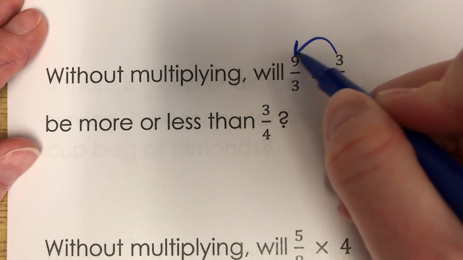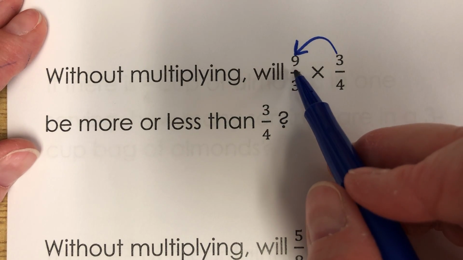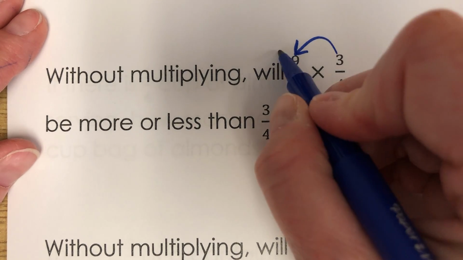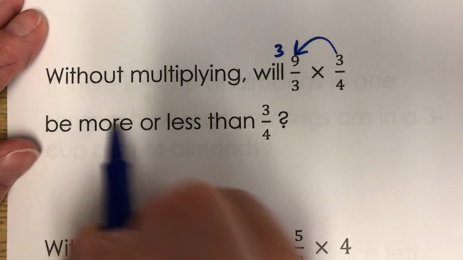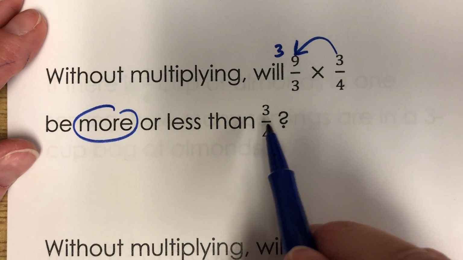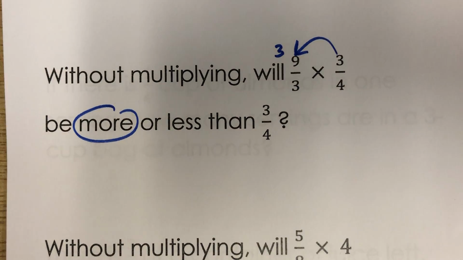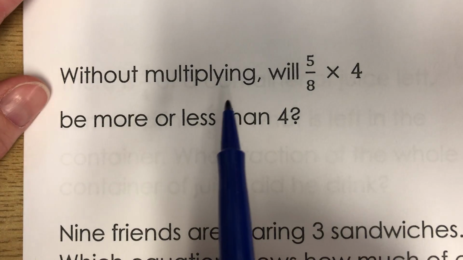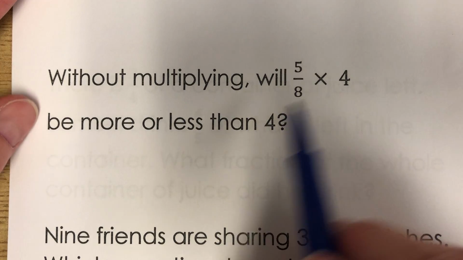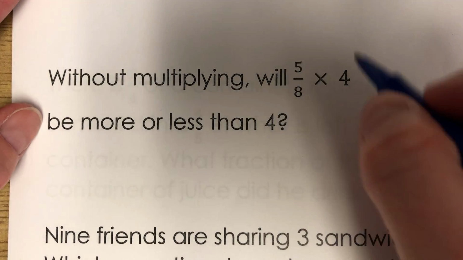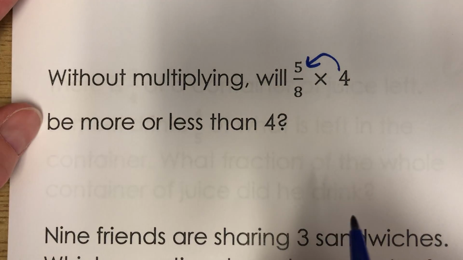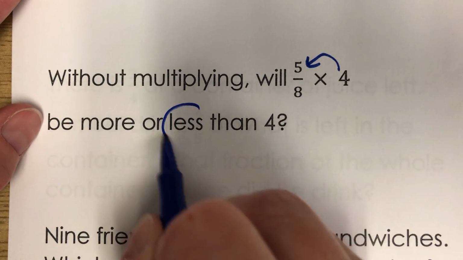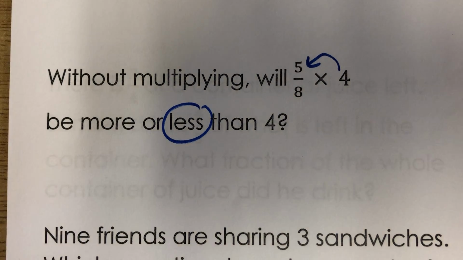Without multiplying, will 9/3 times 3/4 be more or less than 3/4? So look at what 3/4 is being multiplied by. 9/3 is also improper. 9/3 means 9 divided by 3. This is equal to 3. That means I'm going to get an amount that is more than 3/4 because I'm multiplying 3/4 by something that is more than 1. All right, last one of these. Without multiplying, will 5/8 times 4 be more or less than 4? Well, 4 is being multiplied by 5/8, and 5/8 is less than 1. That means my answer is going to be less than 4.